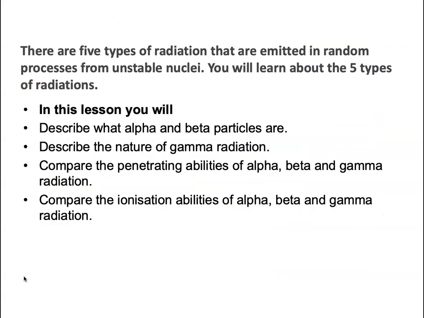There are 5 types of radiations that are emitted in a random process from a nucleus that is unstable, and you will learn about these 5 types of radiations. But more specifically, you will learn about 3 in more detail: alpha and beta particles. You should be able to describe the nature of gamma radiation, compare the penetrating abilities of alpha, beta, and gamma, and also compare the ionizing abilities of alpha, beta, and gamma.